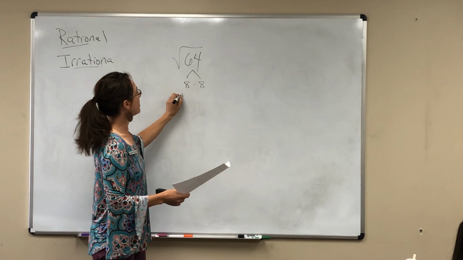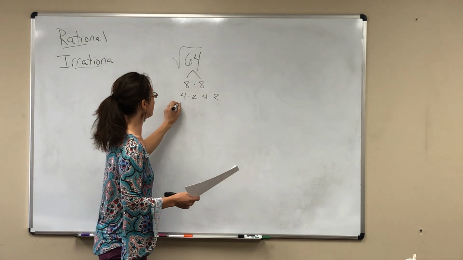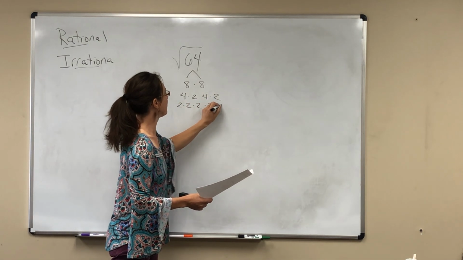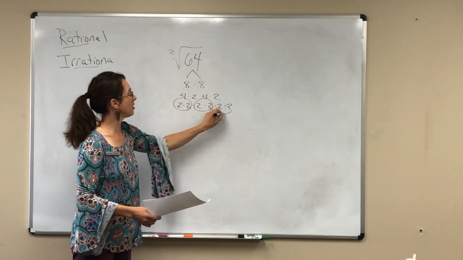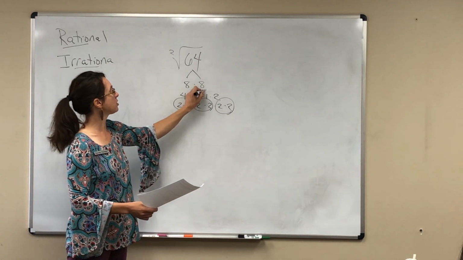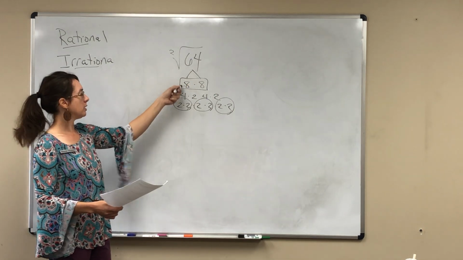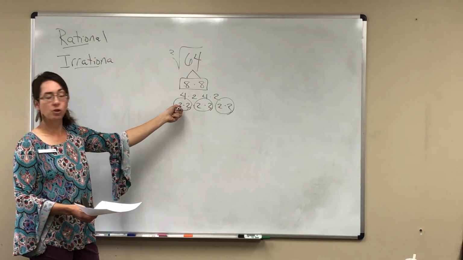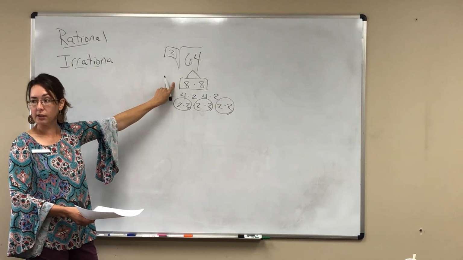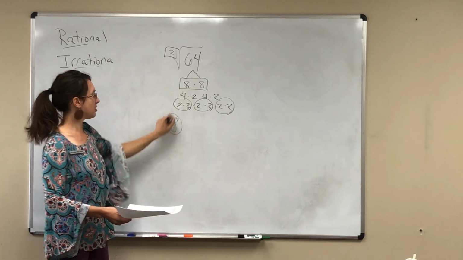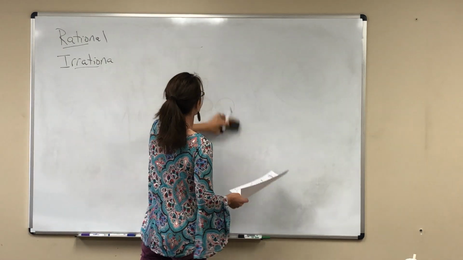8 and 8, which goes to 4, 2, 2, and it just keeps going. I need groups of 2, right? So there's one group, there's one group, there's one group. Or we could have stopped back here and said, oh, I only needed 2 groups. I have 2 that are the same. So you can stop at the top. You don't have to work all the way down if you don't want to. All I'm looking for is groups of 2. So the moment I get a group of 2, I can pull it out. Okay? So the answer is 8. So it's rational. It doesn't have anything left over.